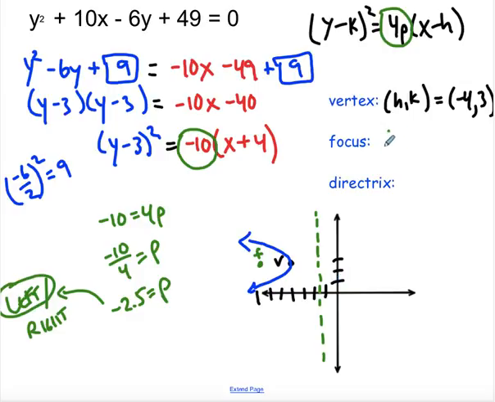So where's that focus located? It's located at -6.5, up 3. And the directrix is a vertical line, so x equals -1.5. Okay, so we had to do completing the square, just like we had to yesterday with circles.